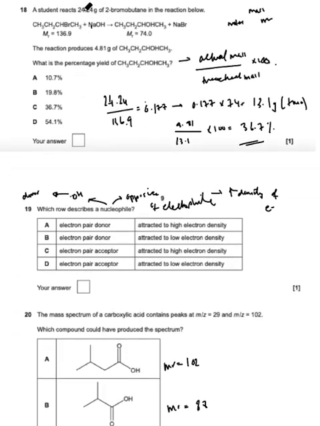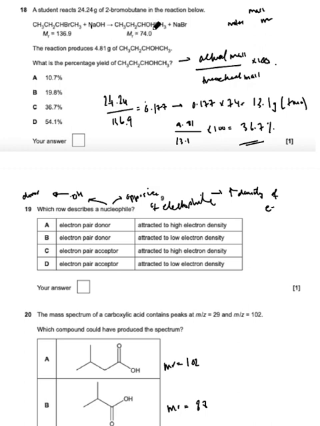A student reacts 24.24 grams of 2-bromobutane in the reaction below. The reaction produces 4.81 grams of this. What is the percentage yield of this? Okay, so percentage yield is actual mass over theoretical mass times 100. Right, so do we have the actual mass of this? No, but we can get it.